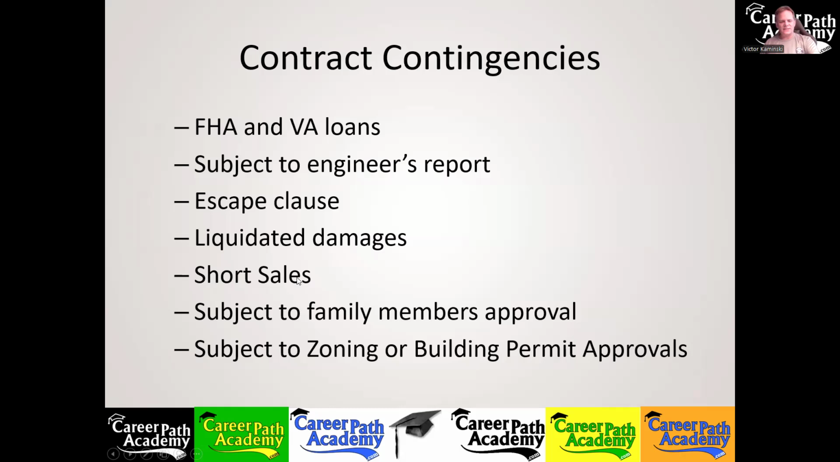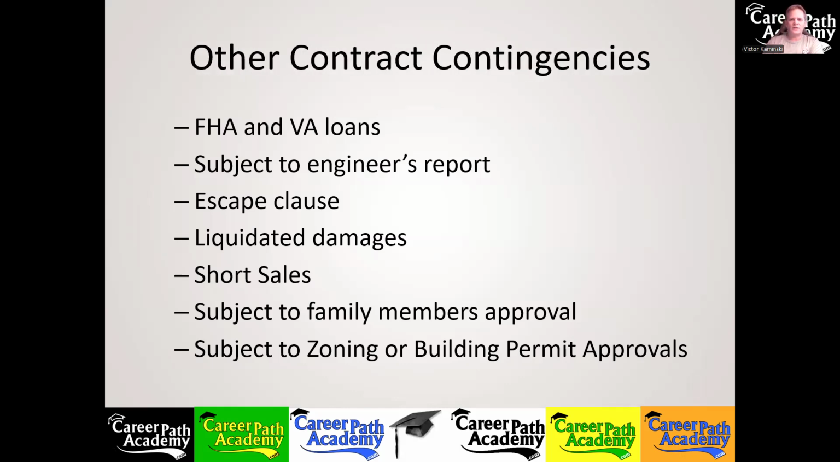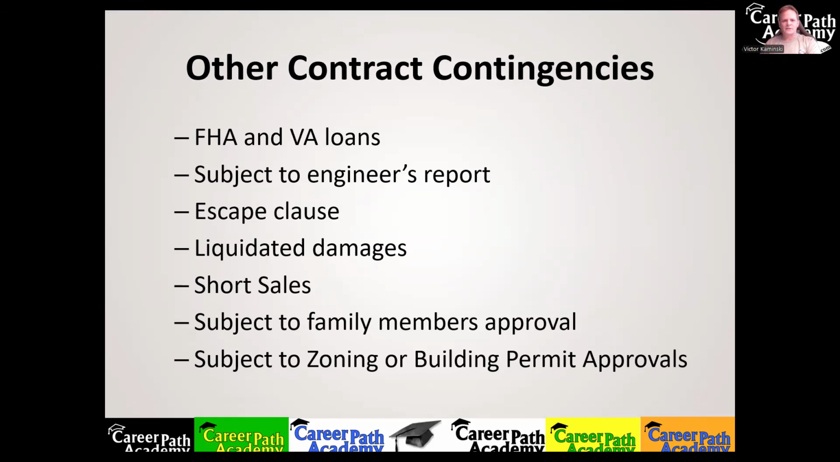Other contract contingencies that can be made part of the contract. So let's call that other contract contingencies. FHA and VA loans may have a contingency, an addendum that needs to be added.